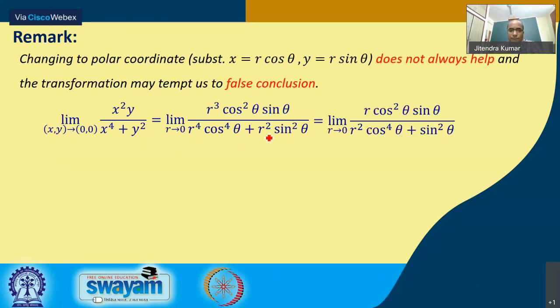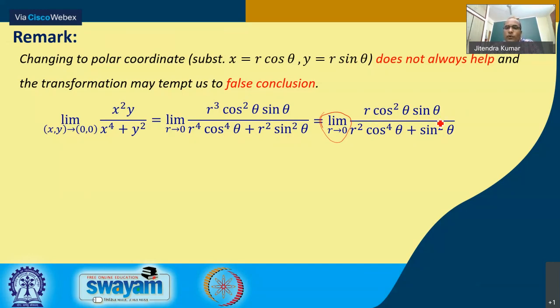After this cancellation of r square, we have r cos square theta and sine theta in the numerator, and in the denominator we have r square cos to the 4 theta and sine square theta. When we let this r go to 0, to go to the origin, to go to x equal to 0, y equal to 0, what will happen?